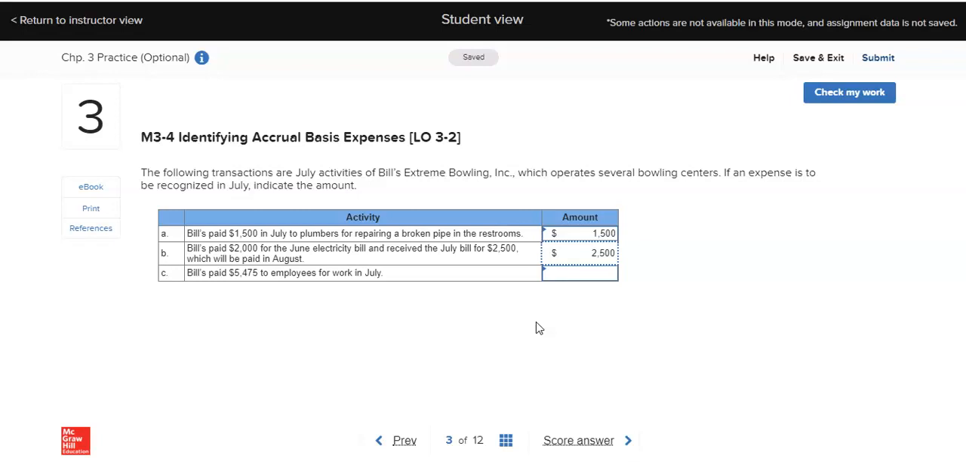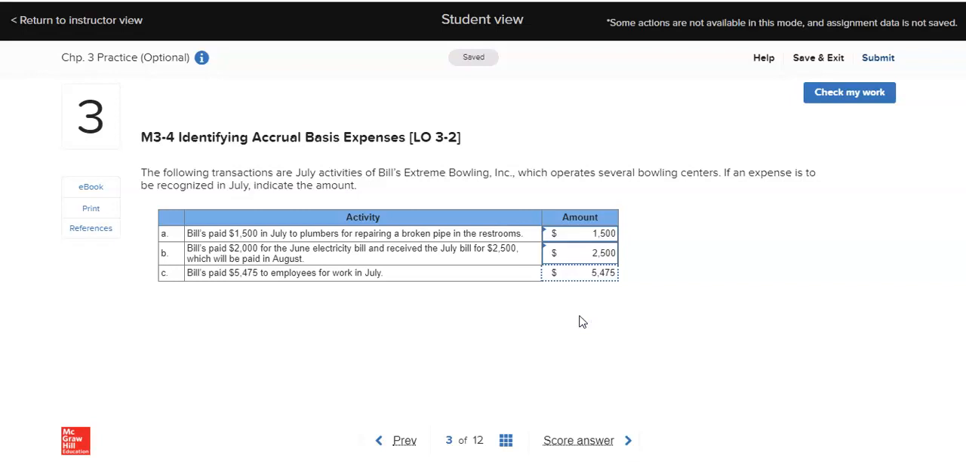In C, Bill's Extreme Bowling paid $5,475 to employees for work in July. Did we receive the benefit of that cost in July? Yes, the employees helped us earn revenue in July, so we're going to record it as an expense in July.